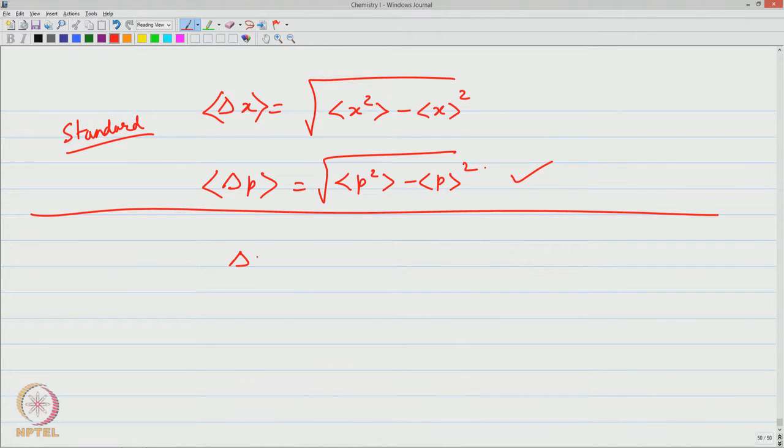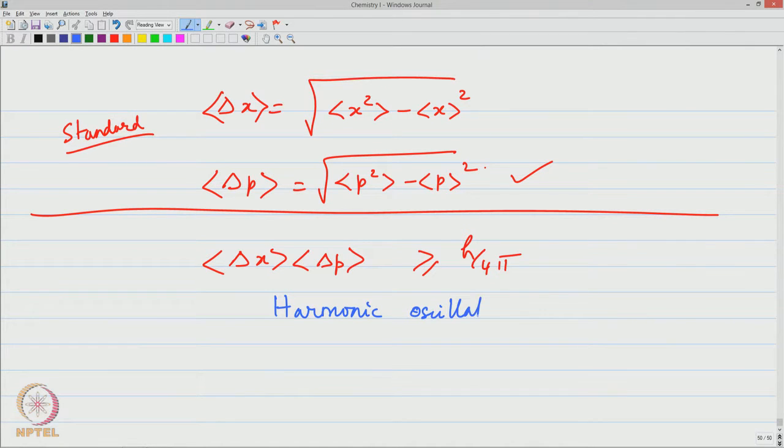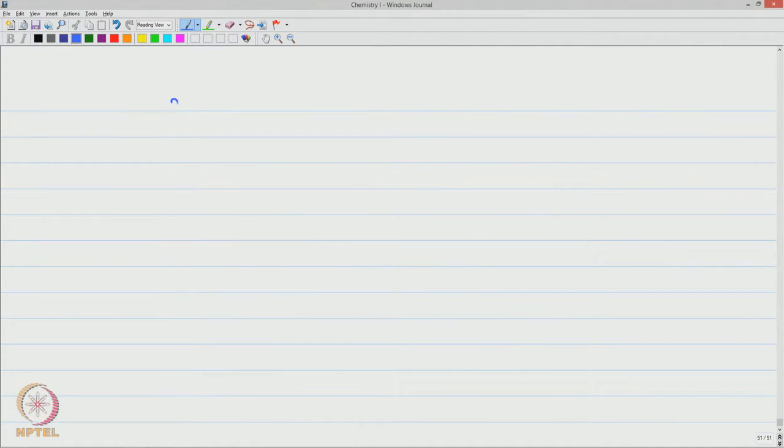Therefore, now we have to show that this delta x delta p is greater than or equal to h by 4 pi for a harmonic oscillator system that we have studied so far. So, that is the second part of this lecture. Now, let us write down the harmonic oscillator ground state wave function. Remember, n is 0, the quantum number is 0 for the ground state, and that is given as e to the minus. So, let me write the normalization constant first.